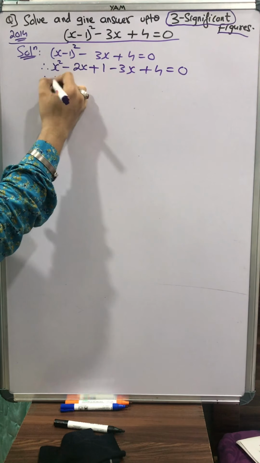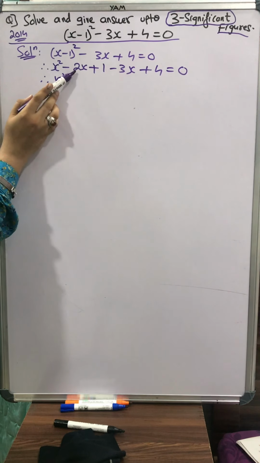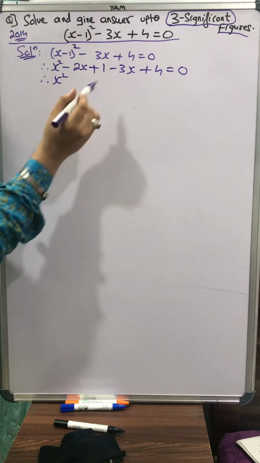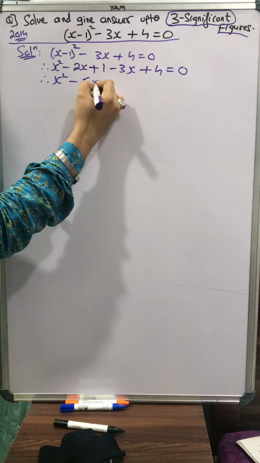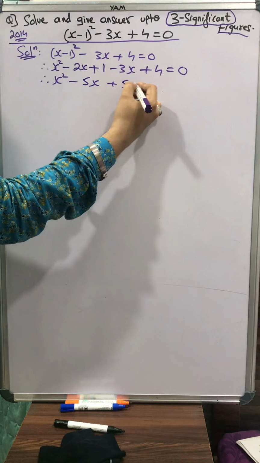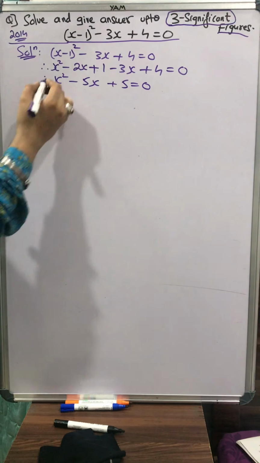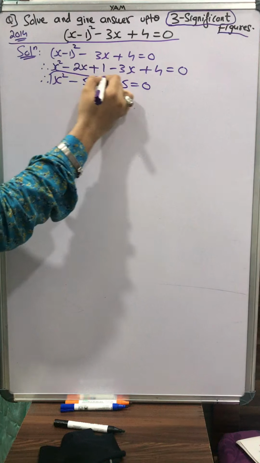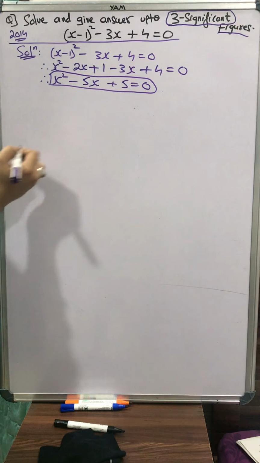Therefore, x square as it is x square. See, here I have minus 2x and here I have minus 3x. Minus 2x and minus 3x is minus 5x. And here I have plus 1 and here I have plus 4. So it's plus 5 is equal to 0. Great. So this is a quadratic. This is the required quadratic.